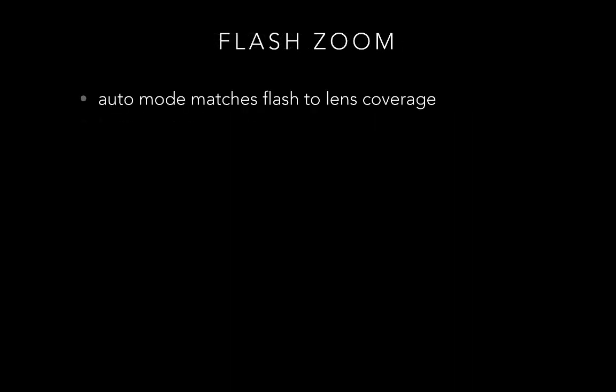Flash zoom. Think of it as if you've ever had a flashlight that you can zoom in the coverage area. That's the same thing with flash zoom. Auto mode is what most people have their flash zooms set to. Not every flash unit is going to have a zoom, and not every flash unit is going to have auto zoom. But in auto mode, the flash zoom will actually match its flash to the lens coverage.